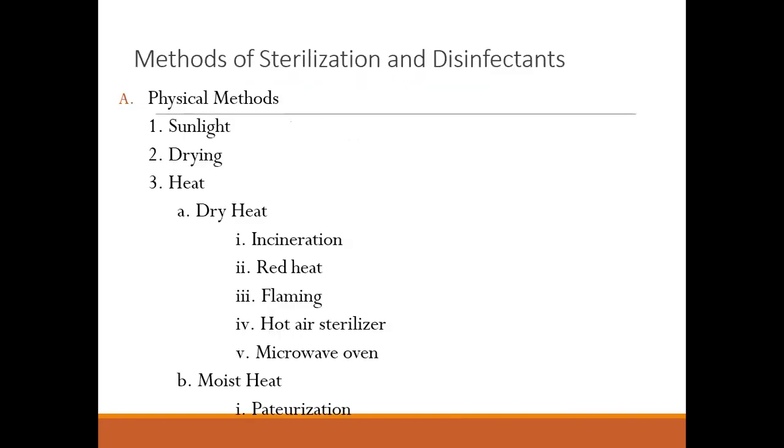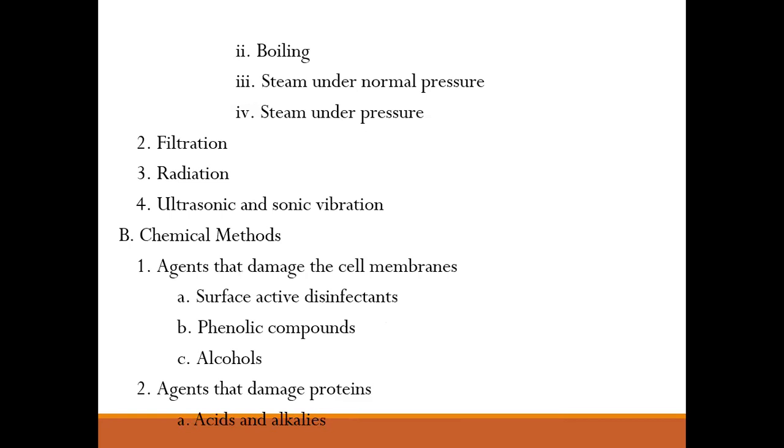Okay, now we will discuss the methods of sterilization and disinfection. Number A, physical methods. I want to say it's very important for your examination, so you have to read properly. Okay, my dear students. Number one, sunlight. Number two, drying. Number three, heat. Under heat there are two headings: dry heat and moist heat. It's very important. In dry heat, number one is incineration. Number two, red heat. Number three, flaming. Number four, hot air sterilizer. And number five, microwave oven. In the case of moist heat: pasteurization, boiling, steam under normal pressure, and steam under pressure. Number two is filtration. Number three, radiation. Number four, ultrasonic and sonic vibration.